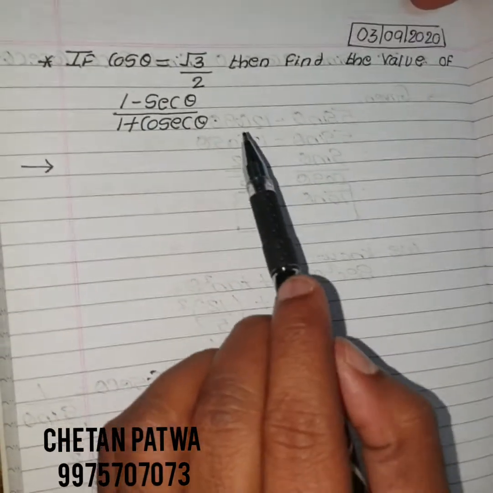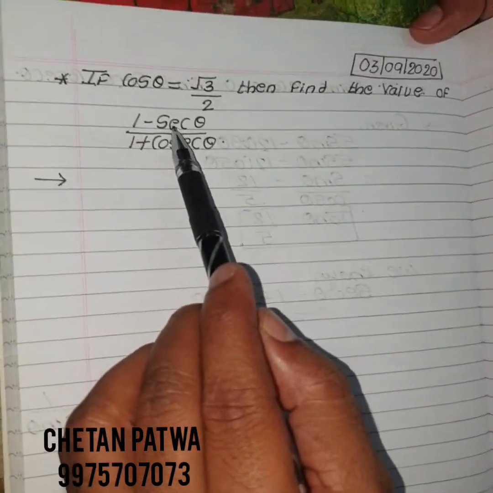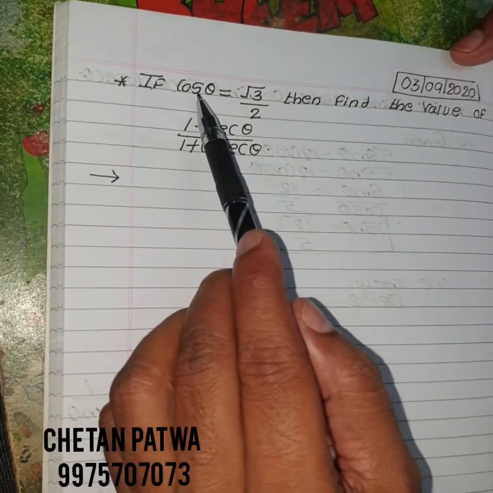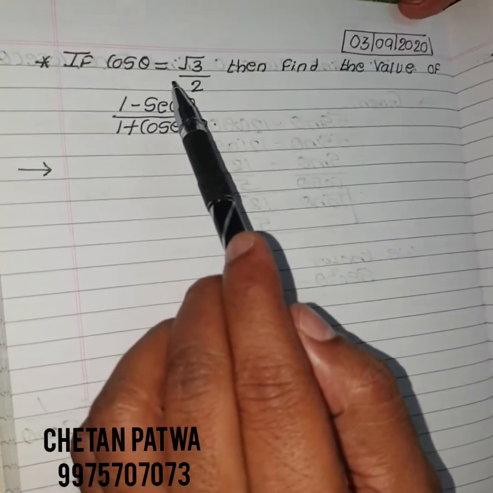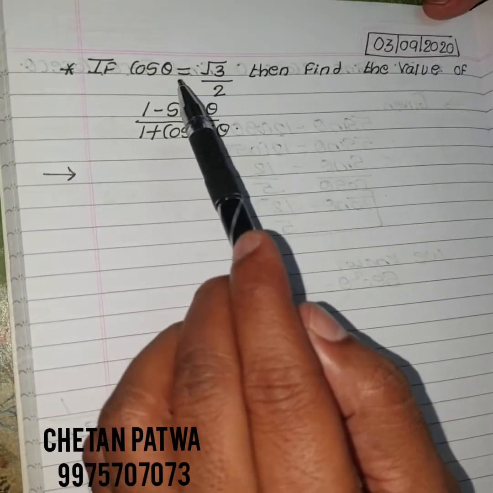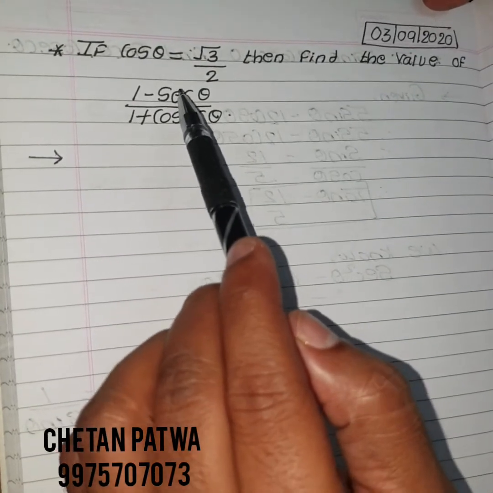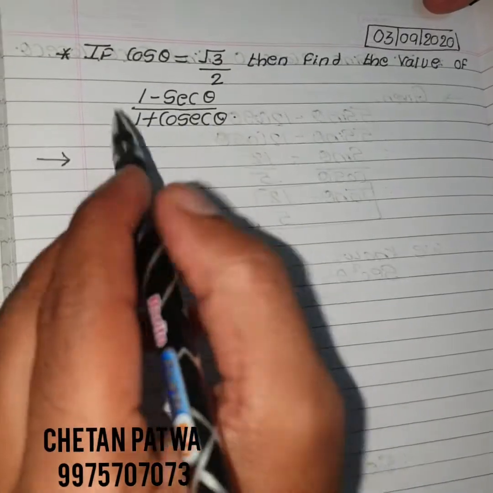Now the first method is we know the value of cos, so we can find out the value of sec. Sec is the reciprocal of cos. Also we know the value of cos, so by using the identity sin square theta plus cos square theta is equal to 1, we can get the value of sin, and once we get the value of sin, we will get the value of cosec. Substitute the value of sec and cosec and simplify it. The second method is given.